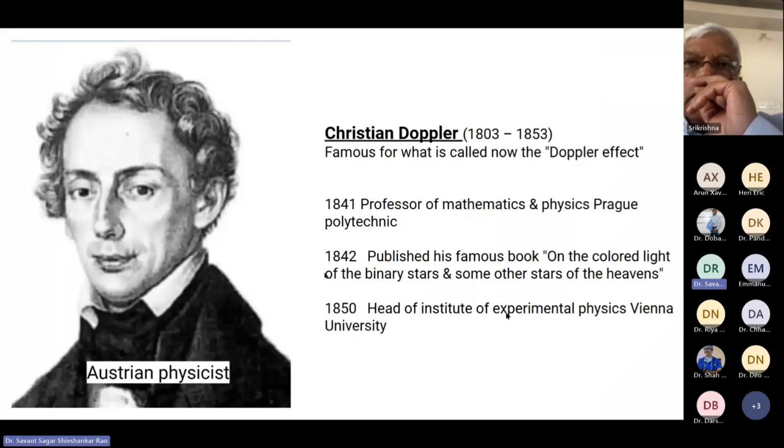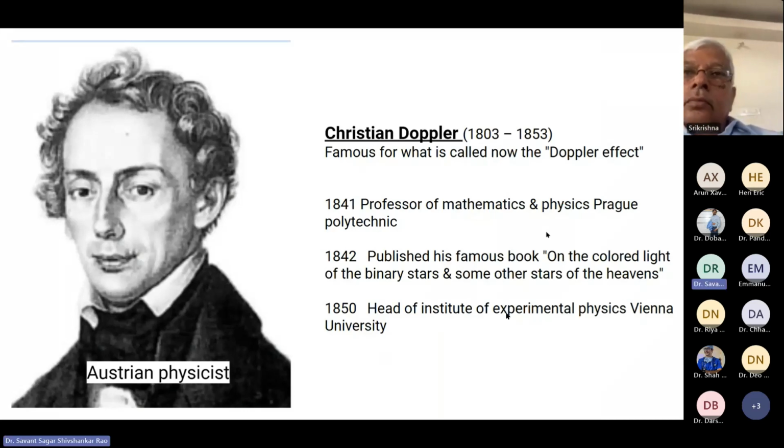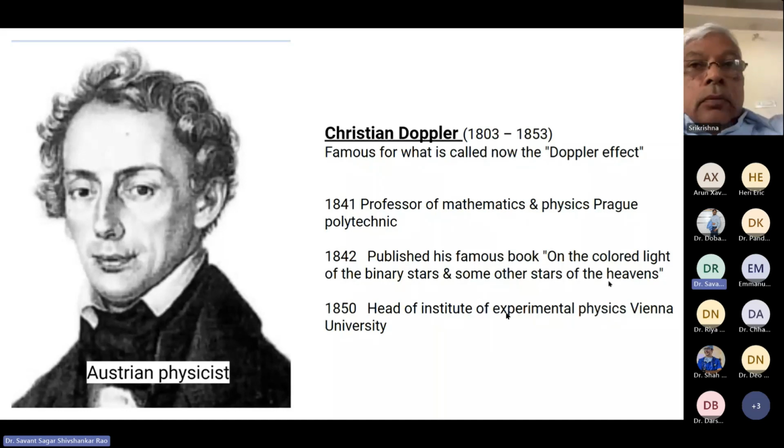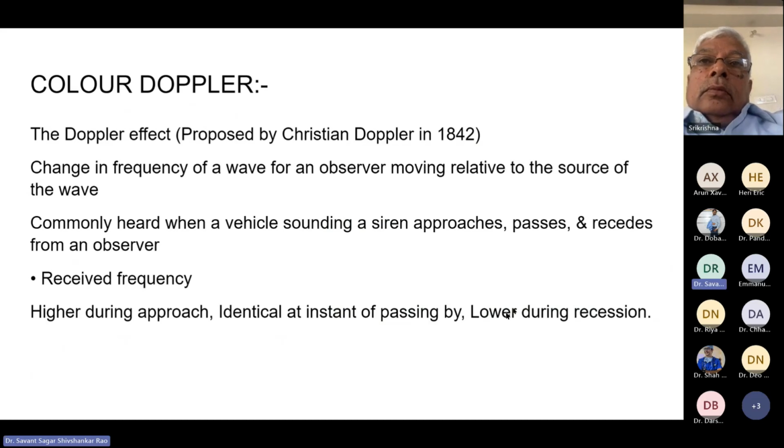It was Christian Doppler, an Austrian physicist, famous for the Doppler effect. He was a mathematician as well as a physicist. He published a book on the colored light of the binary stars and some other stars of the heaven. He was head of the Institute of Experimental Physics, Vienna University. The Doppler effect was proposed by Christian Doppler in 1842.